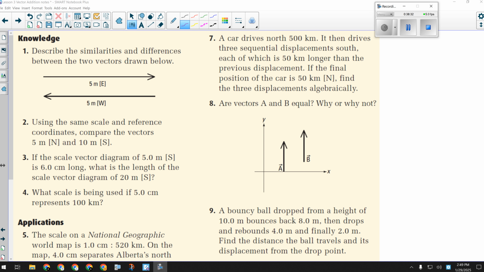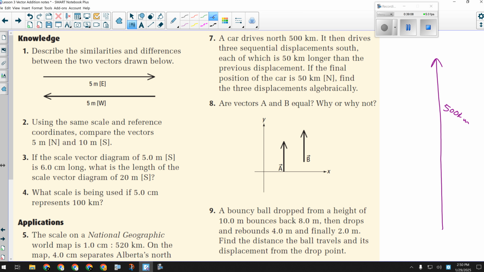So here's what we know. We know the car goes 500 kilometers north. And then it tells us that there are 3 sequential trips or parts of a trip back, and that each one is 50 kilometers longer than the one before it. The problem is we don't know how long the first one is. So it's all well and good to tell me part 2 is 50 kilometers longer than part 1, and part 3 is 100 kilometers longer, but that doesn't help me figure out what part 1 is.